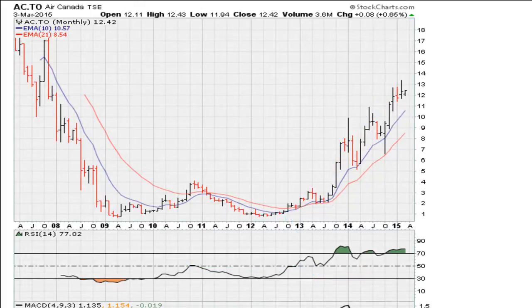So again, the ultimate Muathe breakout. Here's an example from the Canadian market.